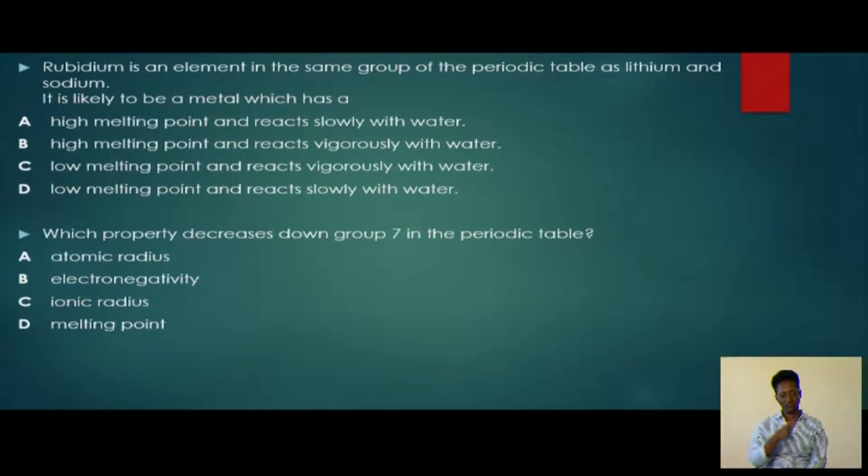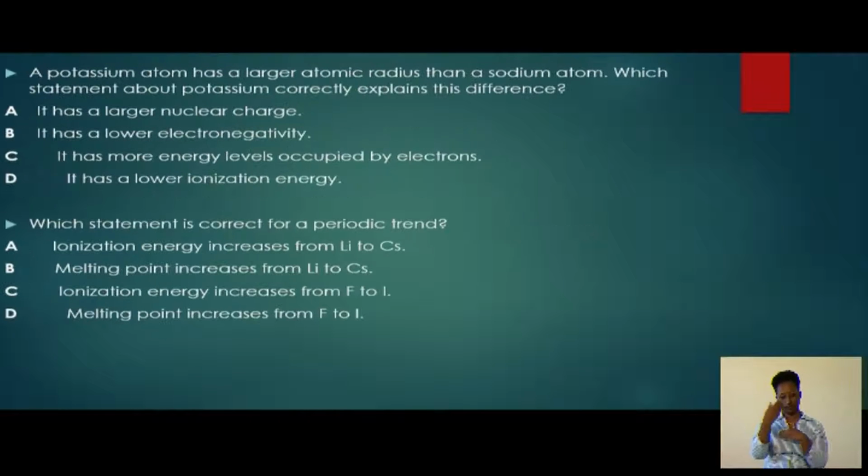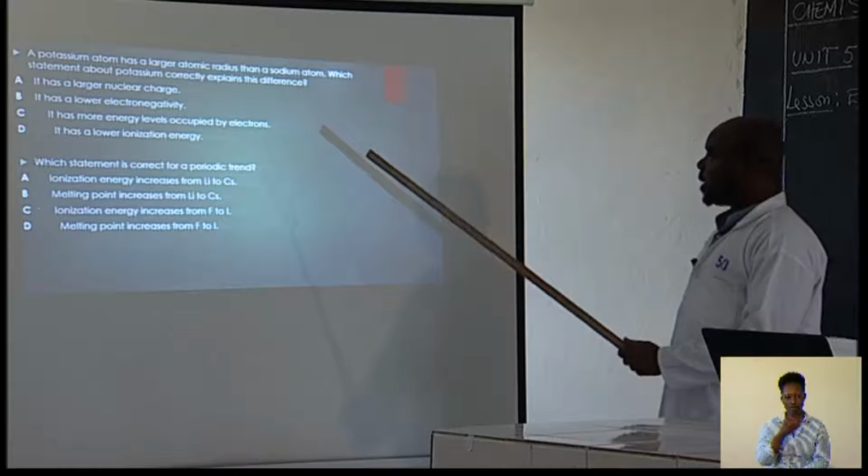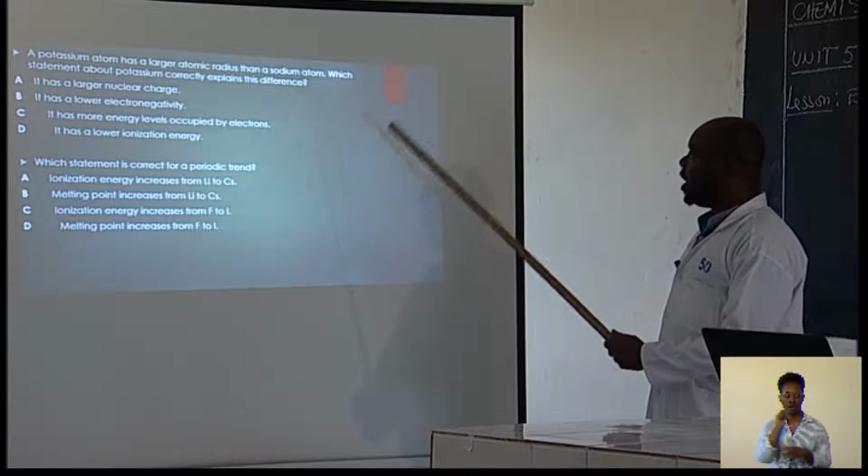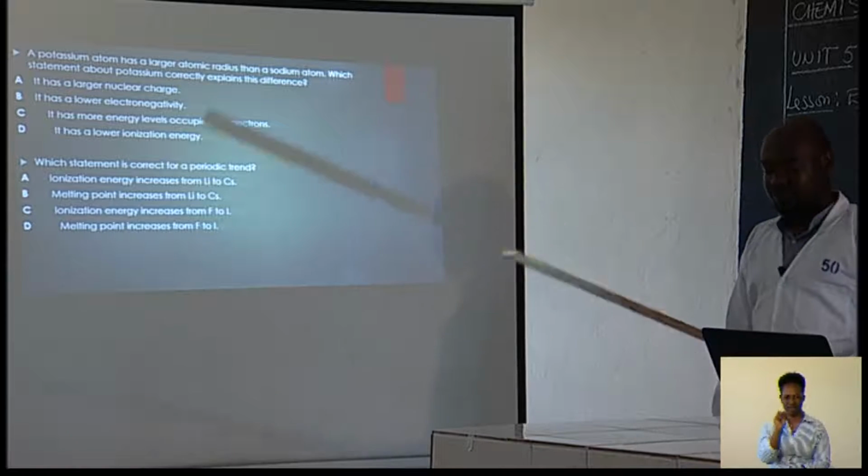I think this is very clear. We go to the next. We have a potassium atom has a larger atomic radius than a sodium atom. And which statement about potassium correctly explains this difference?